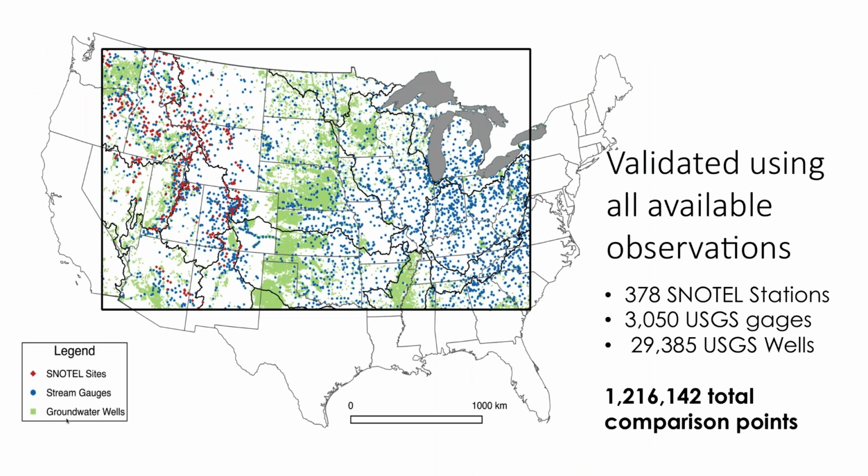So we validated our model with all available observations for the water year 1985. So we have about 378 SNOTEL stations, 3,000 USGS gauges, 29,000 USGS wells. If you look at these in time, that gives us about 1.2 million total comparison points, which sounds like a lot, but if you have 13 terabytes of output, this is really a sparse observation network.